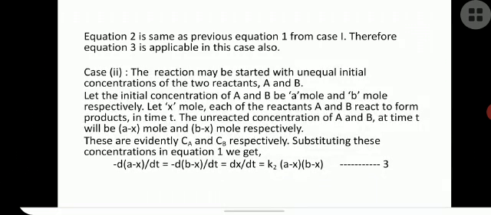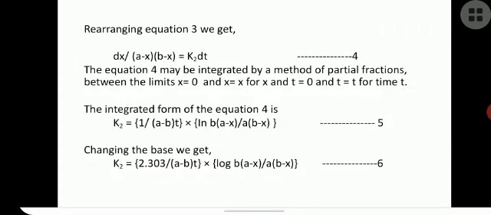Substituting these concentrations in equation 1, we get −d(a − x)/dt = −d(b − x)/dt = dx/dt = k2(a − x)(b − x). Number this equation as equation number 3. Now, rearranging equation 3, we get dx/[(a − x)(b − x)] = k2 dt. It is equation number 4.